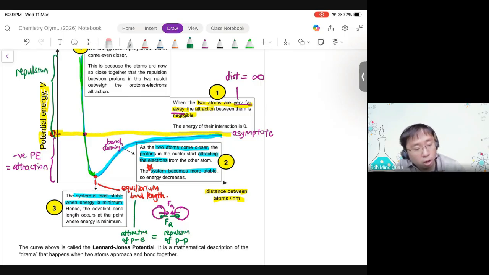So all this is repulsion. When the graph goes up, when potential energy goes up, it's repulsion. And why is that repulsion? It's because now the atoms are so near each other, the protons are so close to each other, they start to repel each other so much.